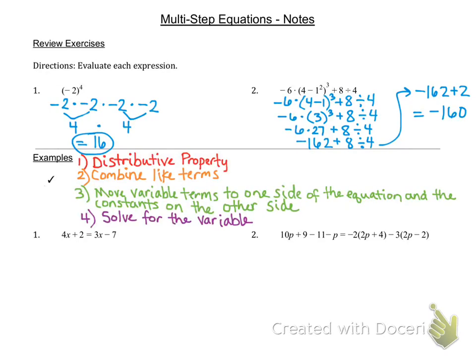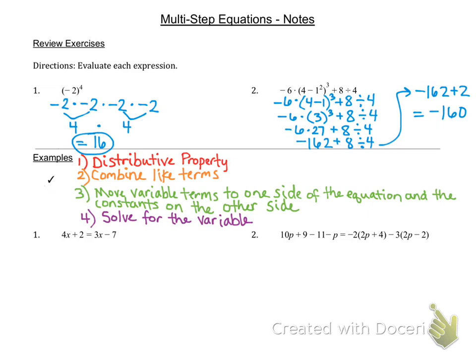Alright, so let's look at solving multi-step equations. First thing that you want to do is use the distributive property if it's inside the equation. Second is to combine like terms. Third step is move all the variable terms onto one side of the equation and all the constants onto the other side of the equation. And the fourth step is to solve for the variable. So let's try and solve one of these equations now.